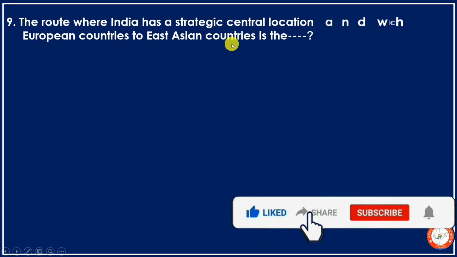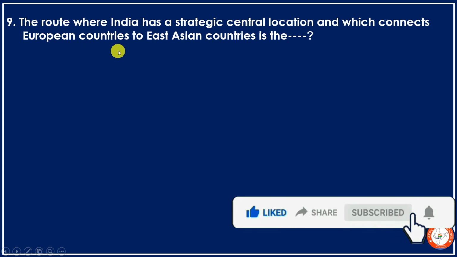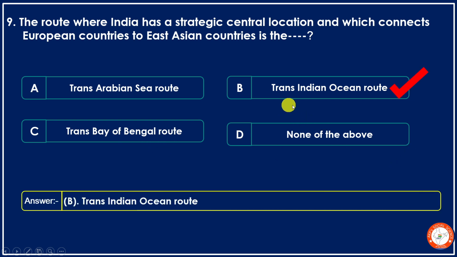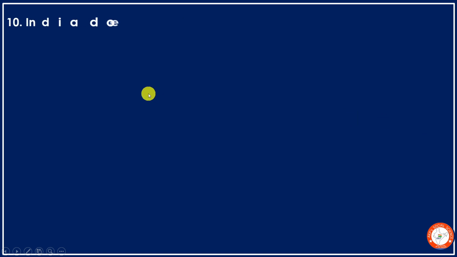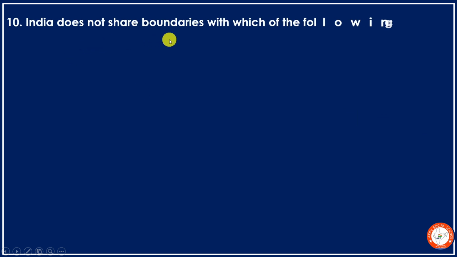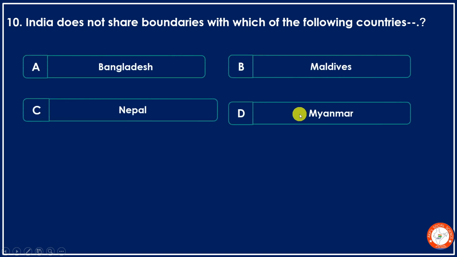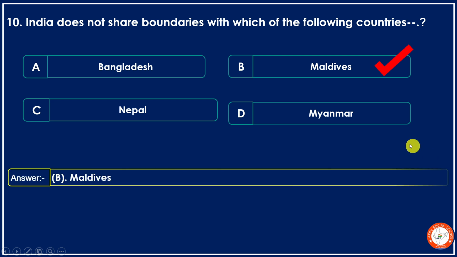The route where India has a strategic central location and which connects European countries to East Asian countries is the Trans-Arabian Sea route, Trans-Indian Ocean route, Trans-Bay of Bengal route, none of the above. The correct answer is Trans-Indian Ocean route. India does not share boundaries with which of the following countries? Bangladesh, Maldives, Nepal, Myanmar. The correct answer is Maldives.